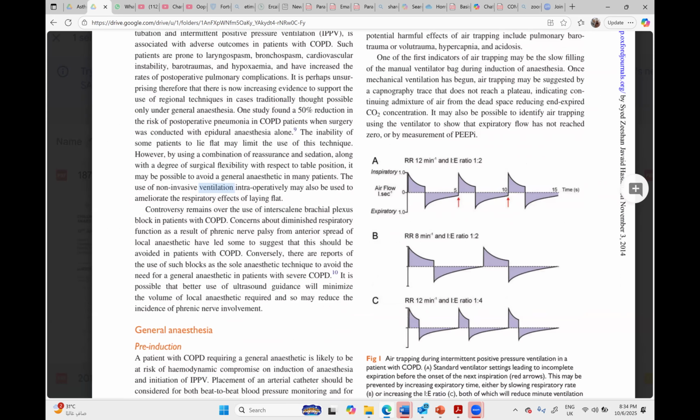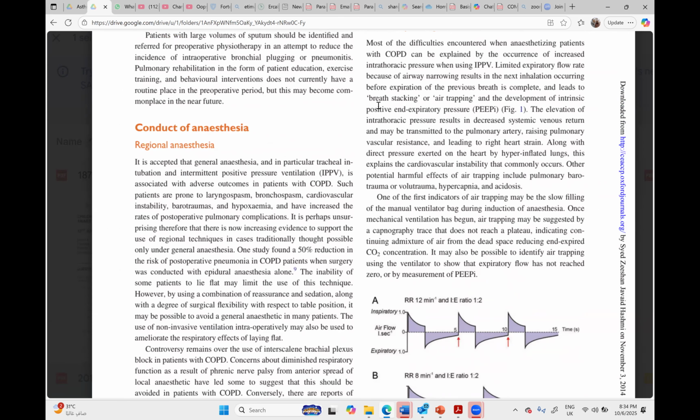I'm afraid only this one I have explained to you: when the patient is not able to expire, there is stacking and development of intrinsic PEEP, and the treatment of intrinsic PEEP is extrinsic PEEP.